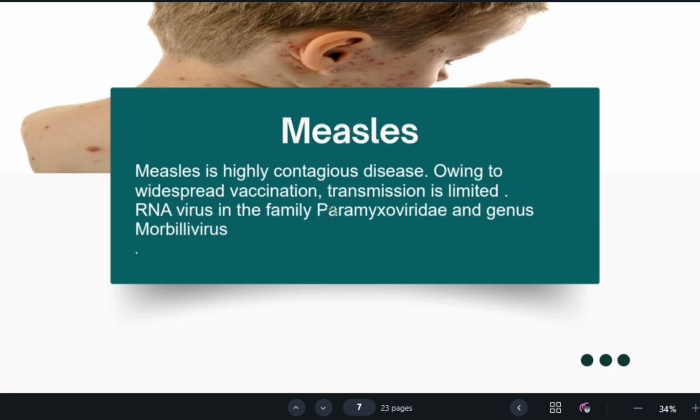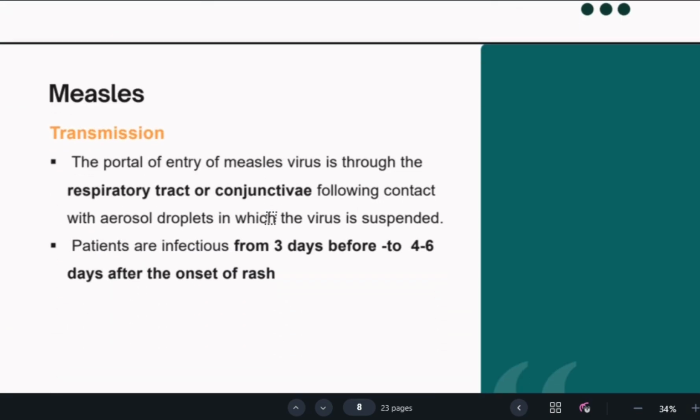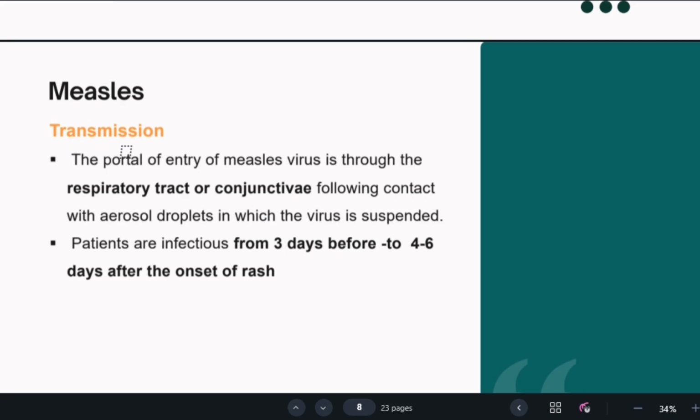It is an RNA virus in the family Paramyxoviridae and the genus Morbillivirus. Transmission of measles: the portal of entry of the measles virus is through the respiratory tract or conjunctiva, following contact with aerosol droplets in which the virus is suspended. That is how a person acquires the infection, through the respiratory tract or conjunctiva.